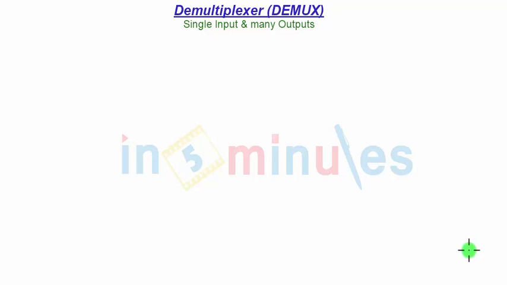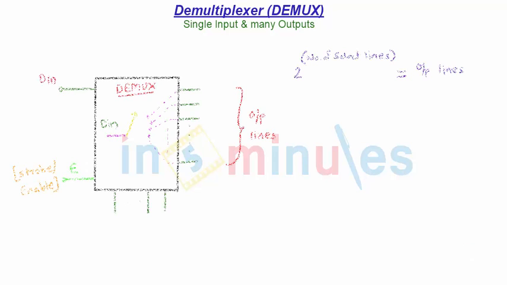In this presentation we will see how the demultiplexer works, generally known as demux. It has got only single input and many outputs. It is also called a data distributor. It accepts a single input and distributes it over the several outputs depending upon the conditions of the select lines, or the number of select lines. So let us see how the demultiplexer works.